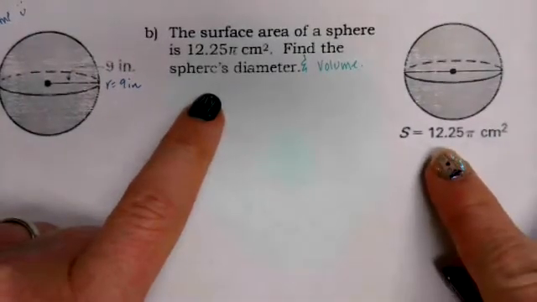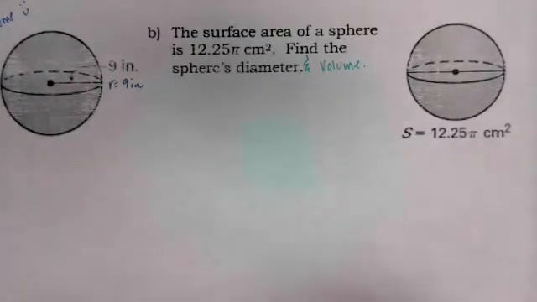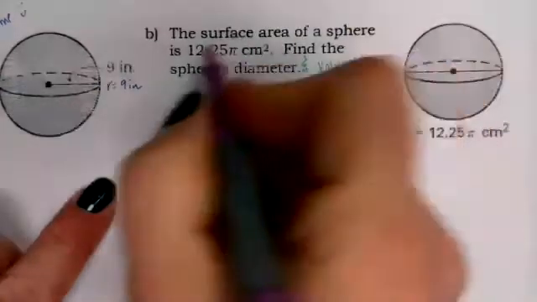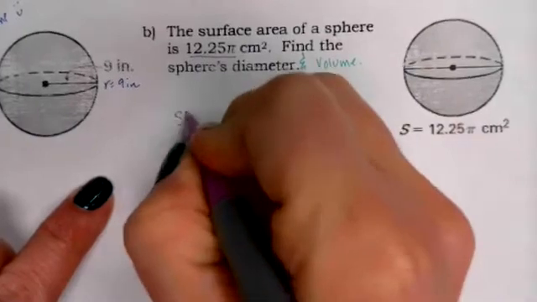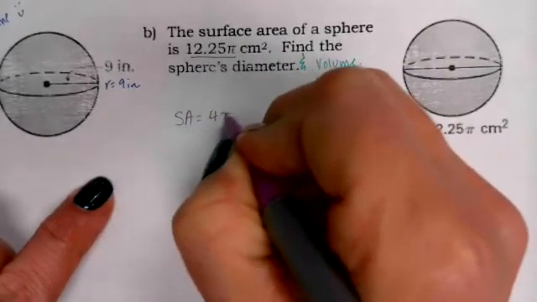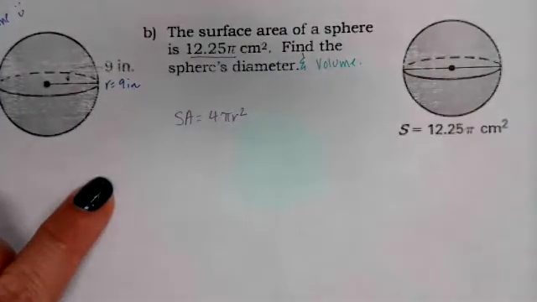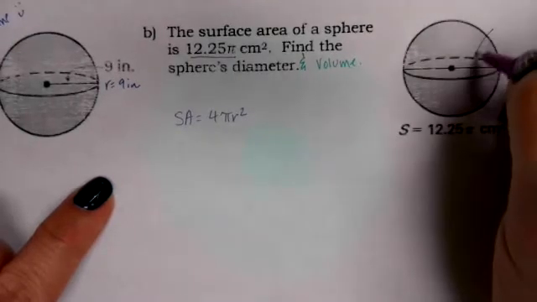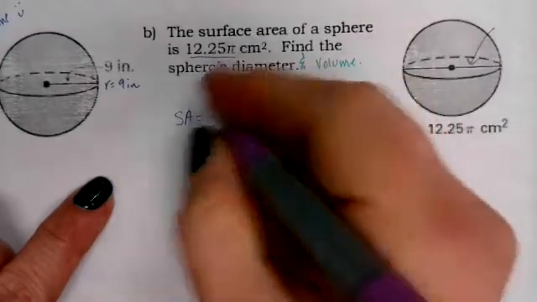So I'm given the surface area. These are the kind of problems where we're going to work backwards. You'll see quite a few of these. So the number that I'm given is the surface area. So the surface area is equal to 4 pi r squared. What I don't know is the radius. I can find it because I know the surface area.